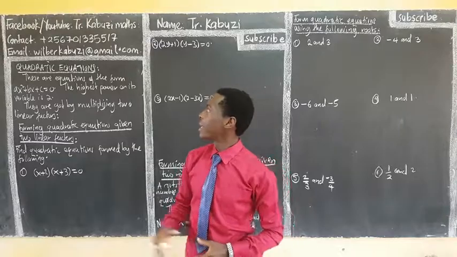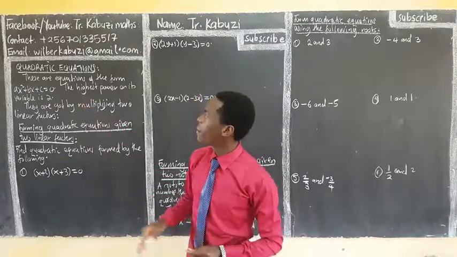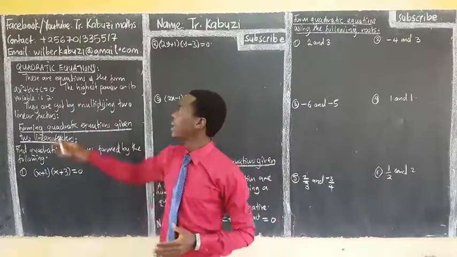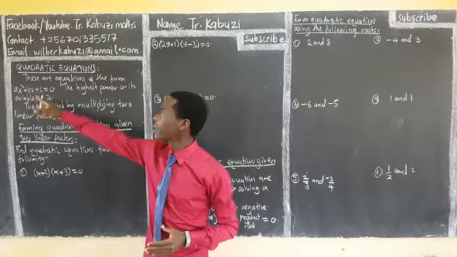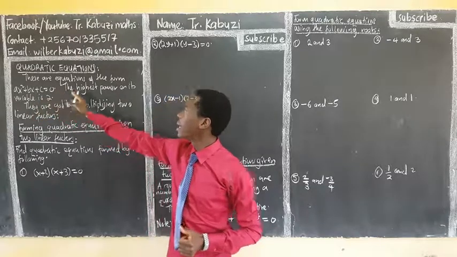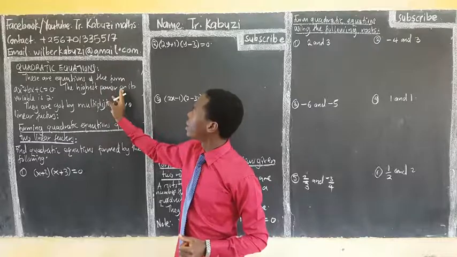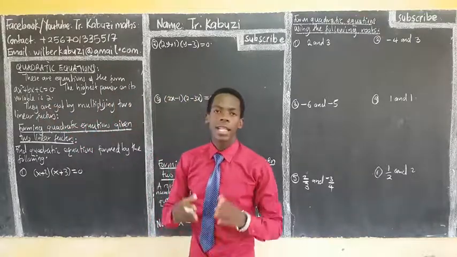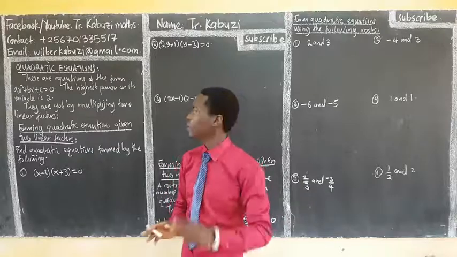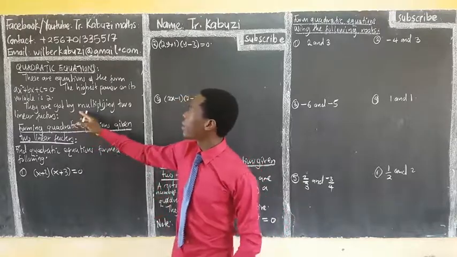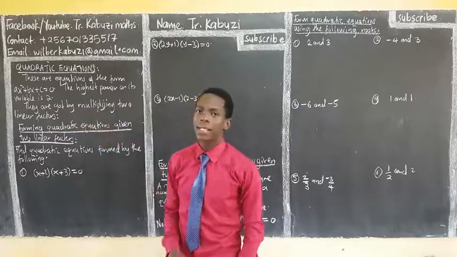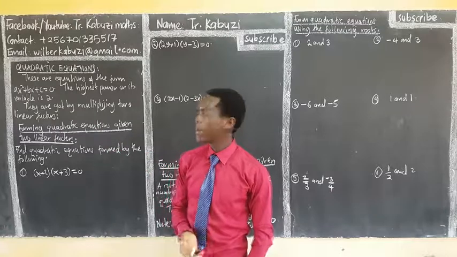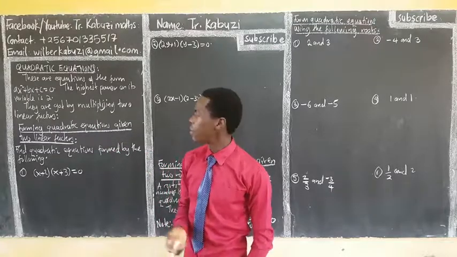Let us see. These are equations of a form. The general quadratic equation is this: ax squared plus bx plus c. The power of x, the variable, is 2. So the x power of a quadratic equation should be 2. We can form them by multiplying two linear factors, or you get them using the root method.